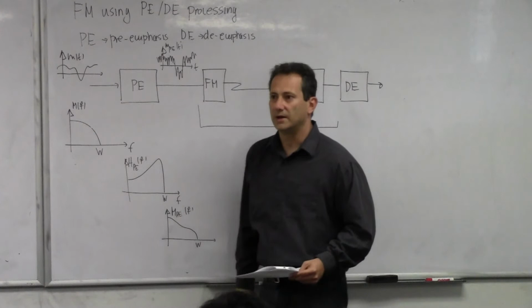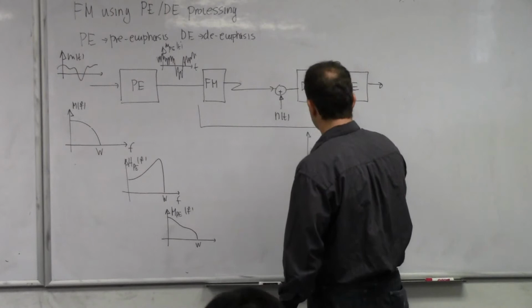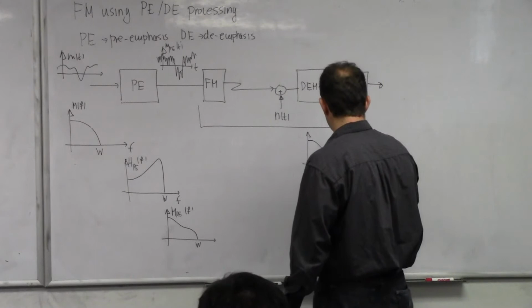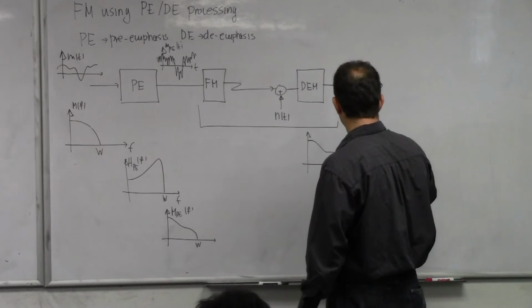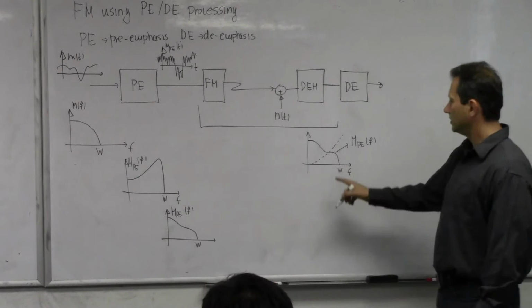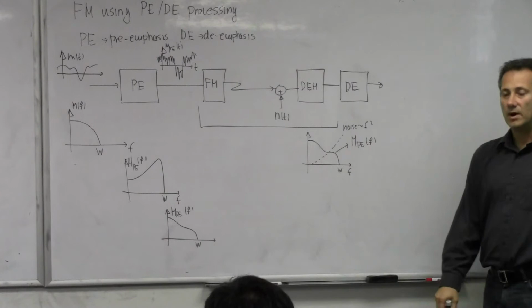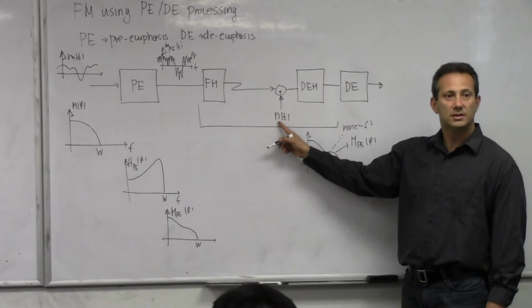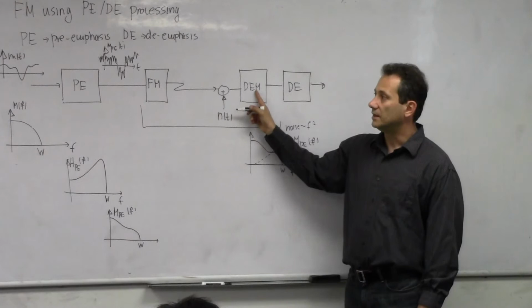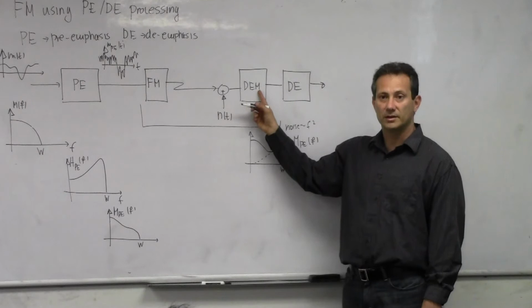Now, when I receive at this point, the signal is hopefully the same as this, M pre-emphasized of f. And then you have your noise that looks like this, right? So this is the signal, this is noise. The noise is proportional to f squared. Why? Because this noise here comes as a white noise with a uniform power spectral density. It goes through a demodulator, which is an FM receiver, and we've learned that at the output of the FM receiver, the power spectral density of the noise is proportional to f squared. So that's what's happening at this point.